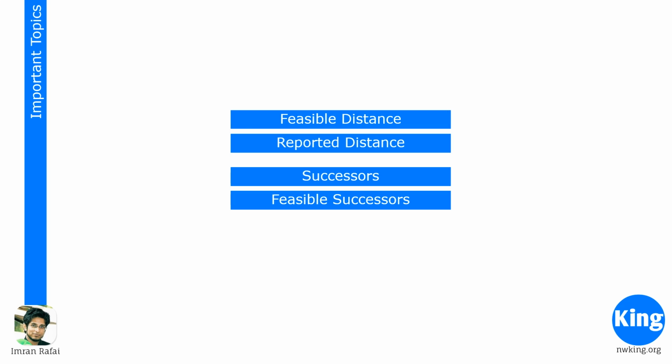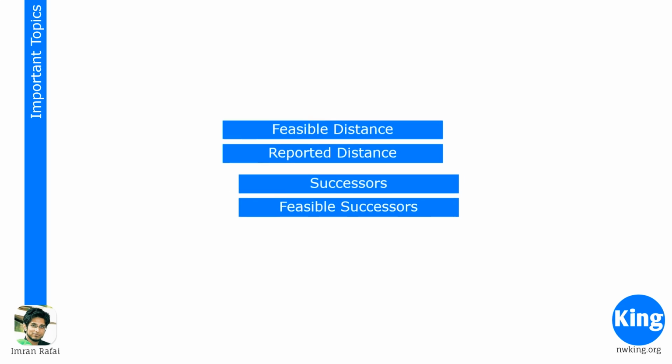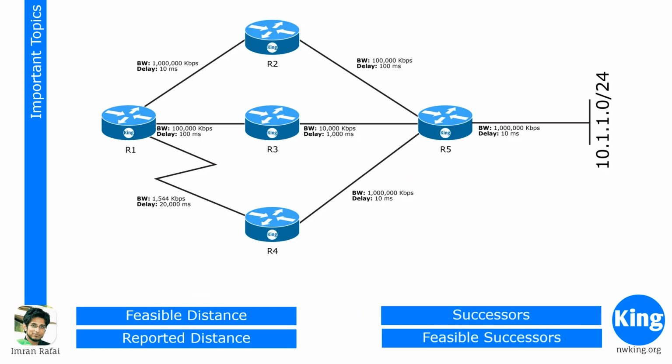Talking of EIGRP, these are the 4 topics that we need to learn. That's feasible distance, reported distance, successor, and feasible successor. So let's take a topology and we'll try to understand these 4 terms. And once you understand these 4 terms, I think we are ready to start configuring EIGRP. So let's assume we are trying to populate R1's routing table. R1's routing table is what we are interested in, and we are trying to go to this network 10.1.1.0/24, right?